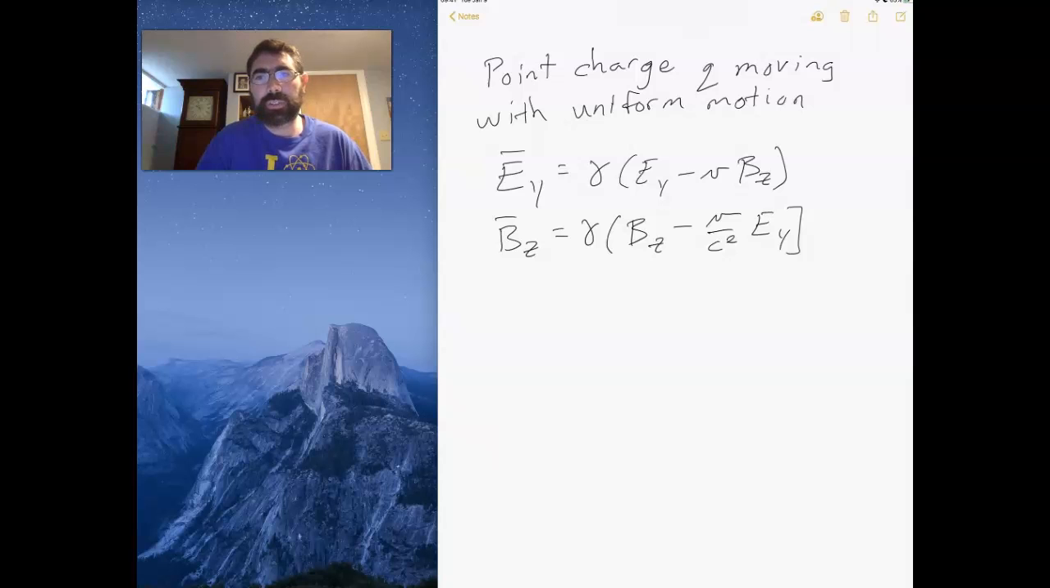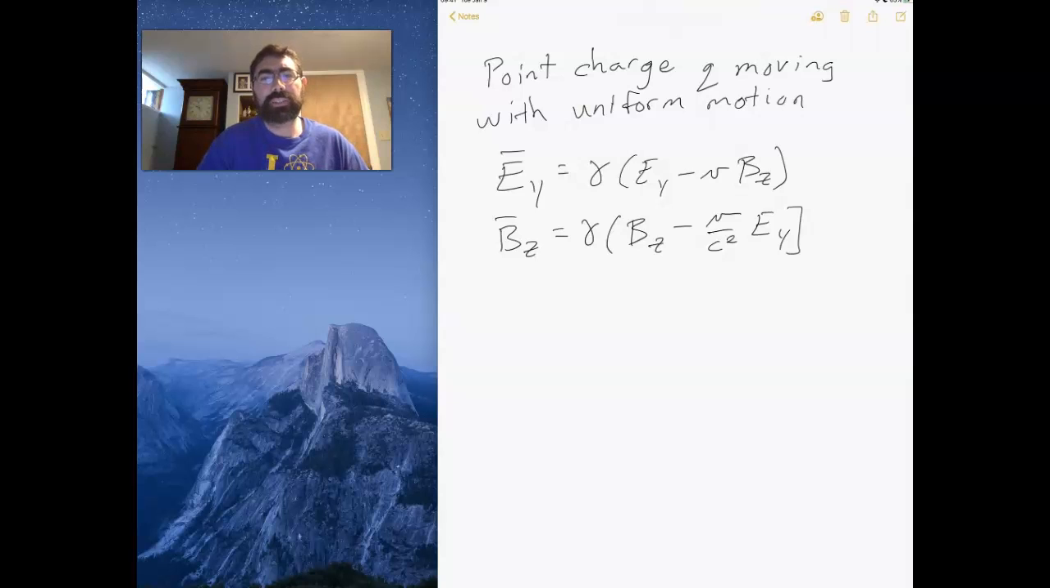Continuing the discussion that we had about a point charge Q moving with uniform motion, what we found was that the electric field measured in a frame S bar relative to its rest frame can be written as the electric field in another frame of reference and the magnetic field in that other frame of reference. Conversely, the magnetic field in the frame S bar is a combination of the magnetic field and electric field in the other frame of reference.